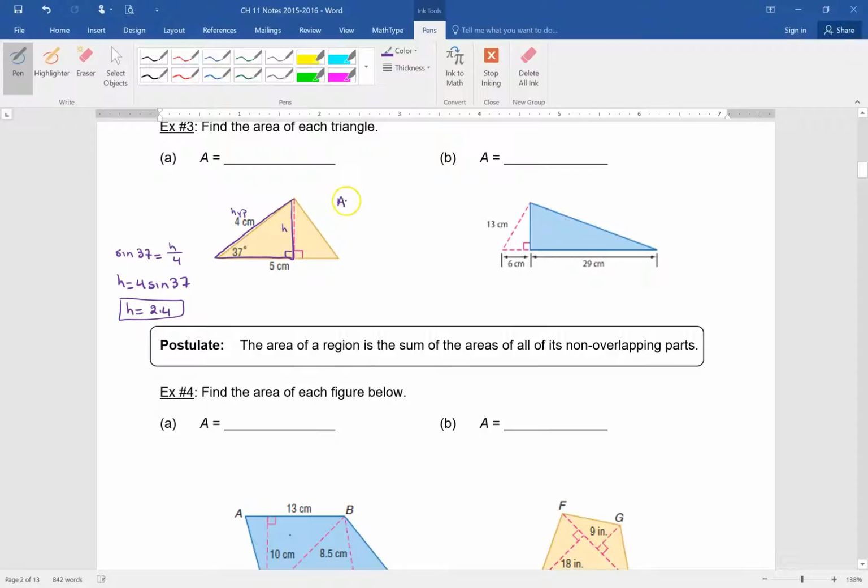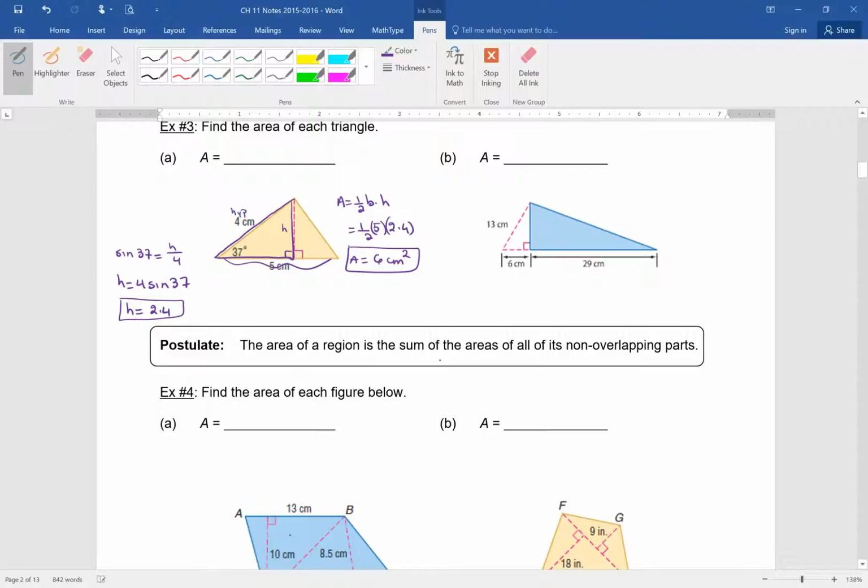Let's find area. Area is equal to half times base times height, which is equal to half. Now, the base is this entire thing here, 5. Remember, that's the side that's perpendicular to the altitude, times the height, 2.4. If you plug that into your calculator, all this is equal to 6 centimeters squared.